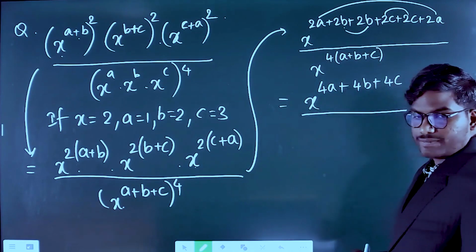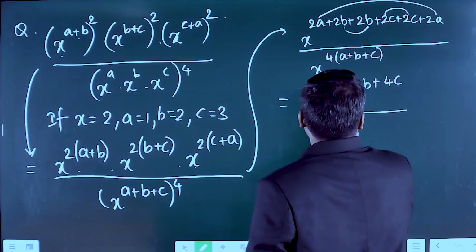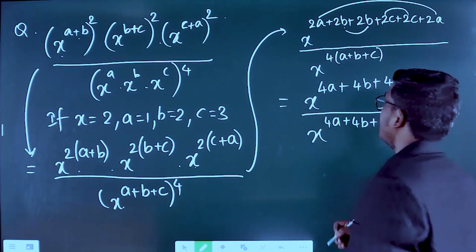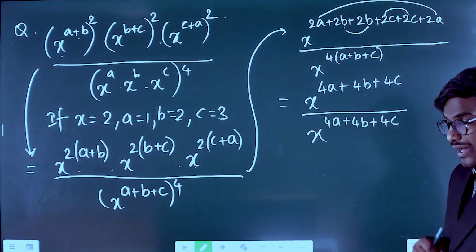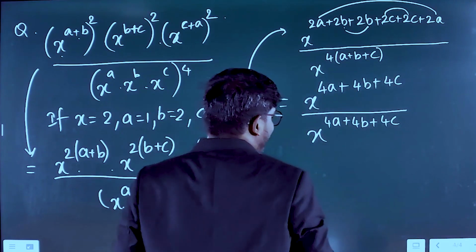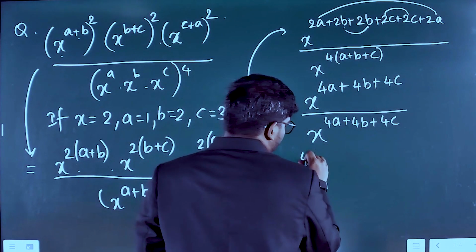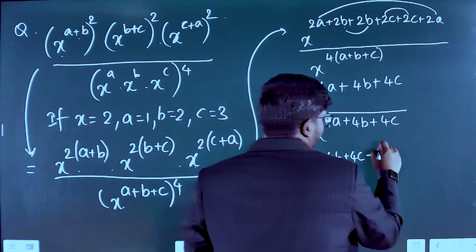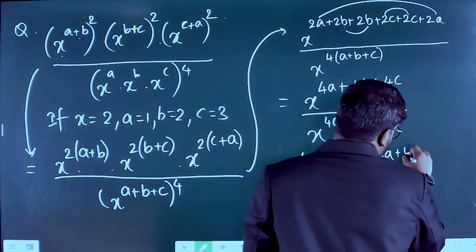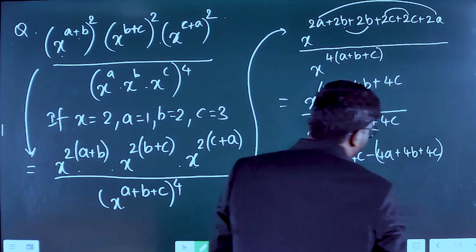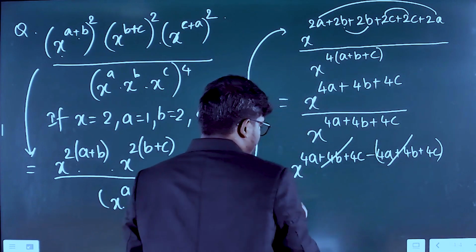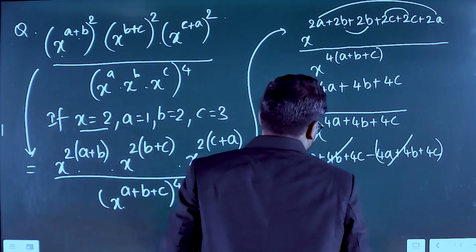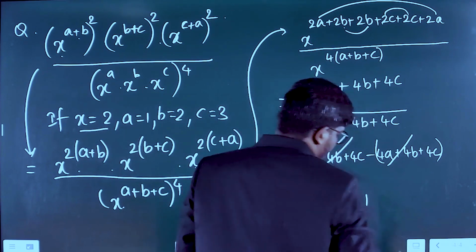Divided by x power 4a plus 4b plus 4c, right? Now again, a power m by a power n shall be a power m minus n. So x power 4a plus 4b plus 4c minus (4a plus 4b plus 4c). So this will be x power 0, where the value of x is 2. So this is 2 power 0, which is 1.